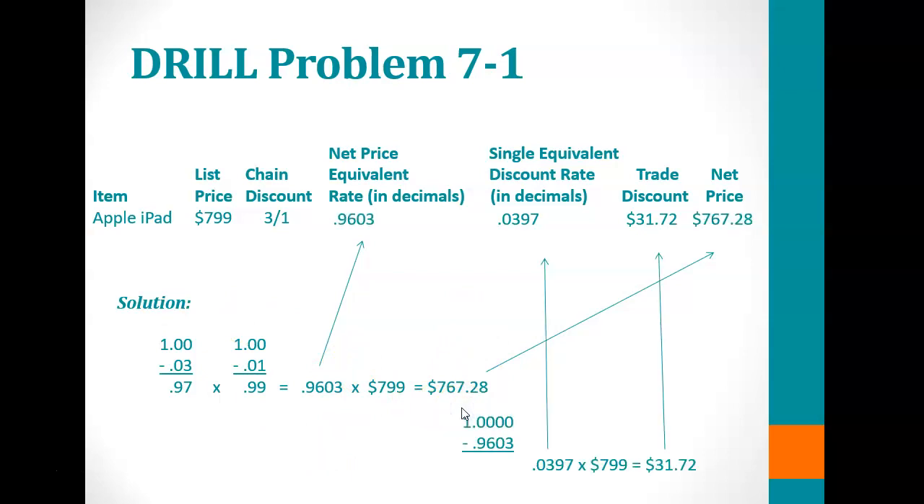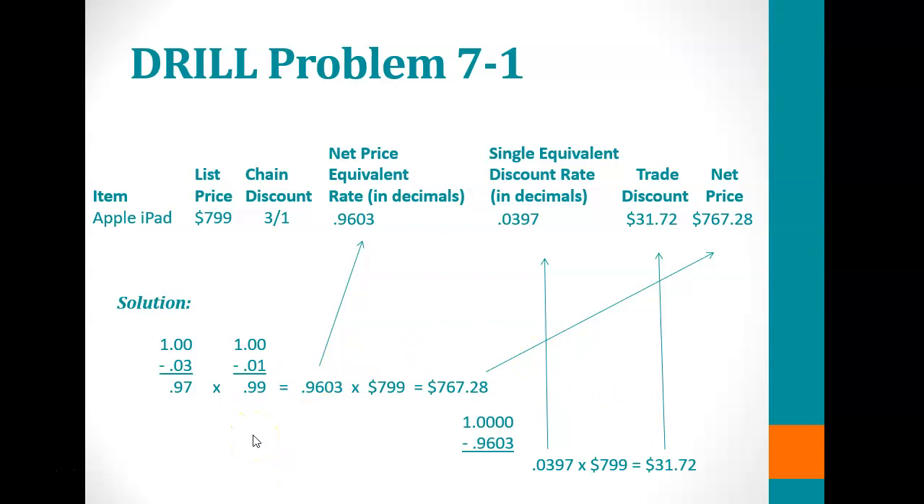Okay? The discount amount would be the 1 minus the 0.9603, or 0.0397. If you take the discount rate as a single times $799, the discount amount will be $31.72. Let's do one more, shall we?